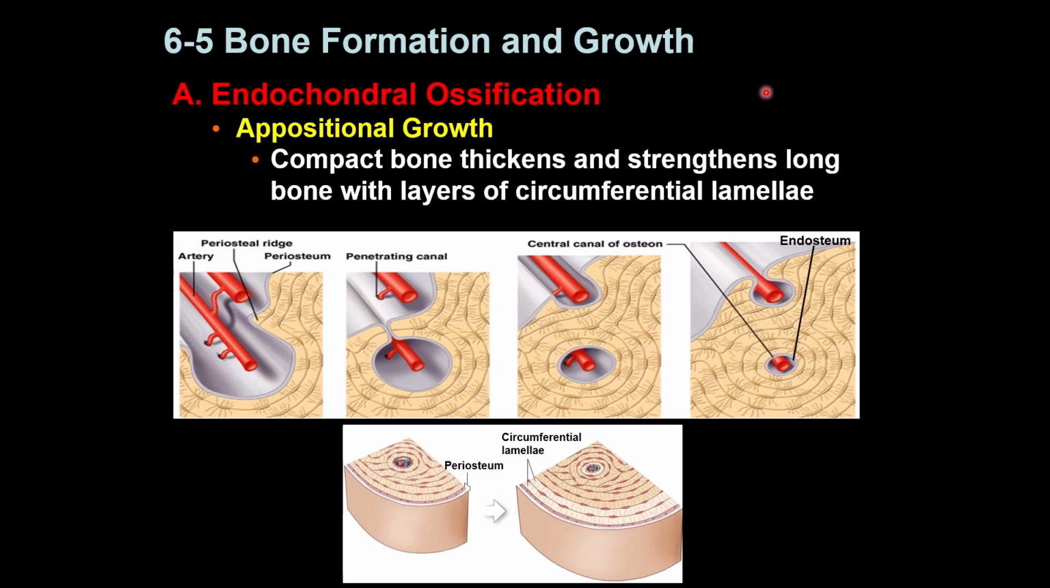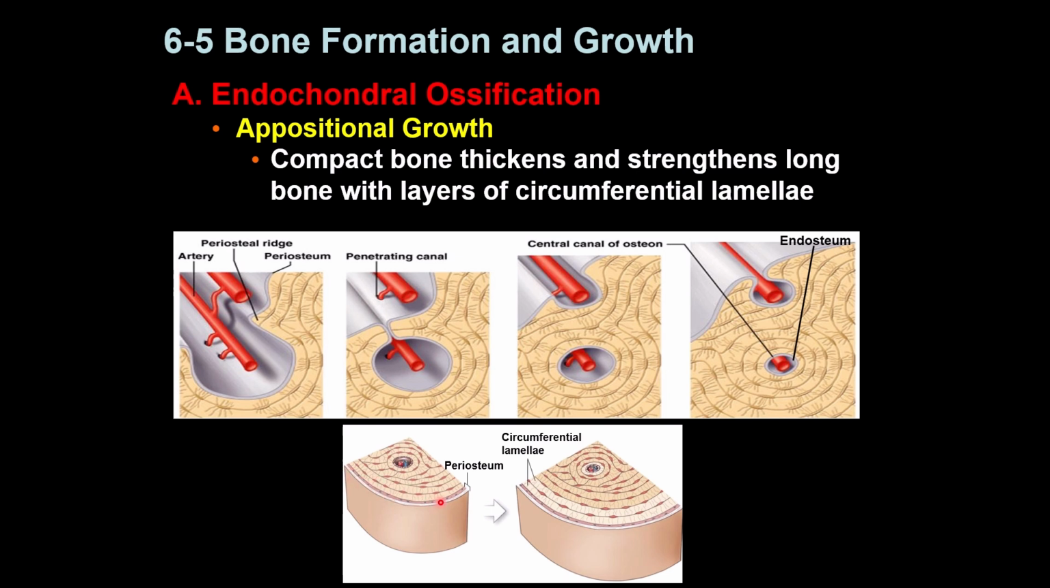There are two ways that bones grow under endochondral ossification. One is called appositional growth. It means that the thickness of the bone is increased, or the bone becomes thicker. If you look at this image, here you see the periosteum in the periphery, and these are the circumferential lamellae.